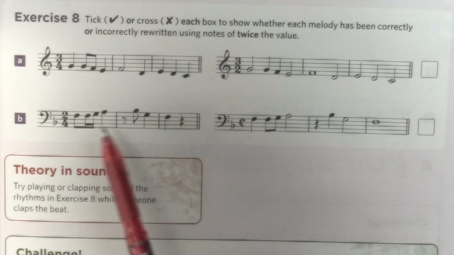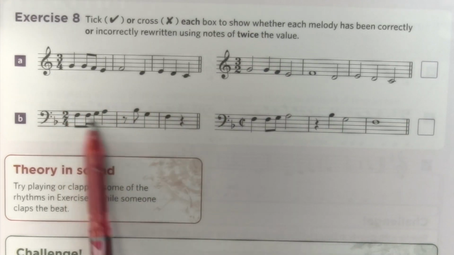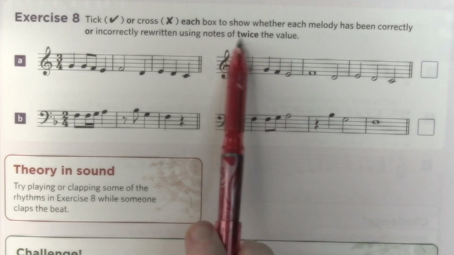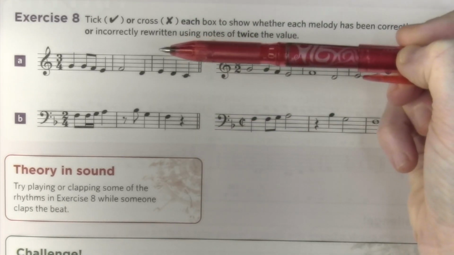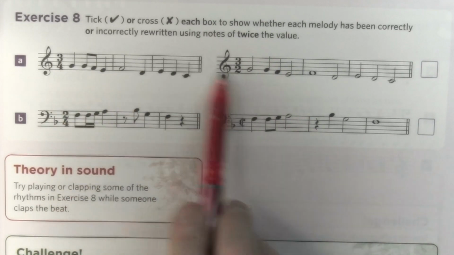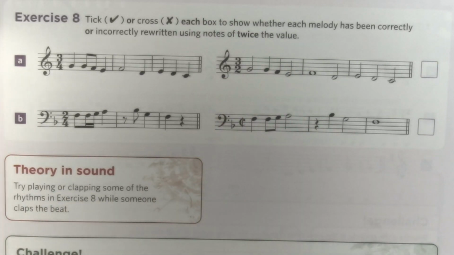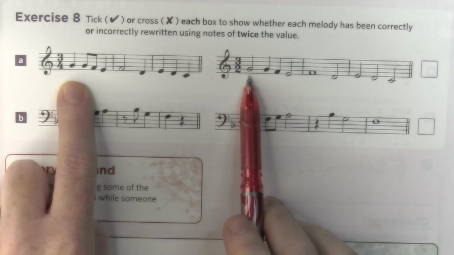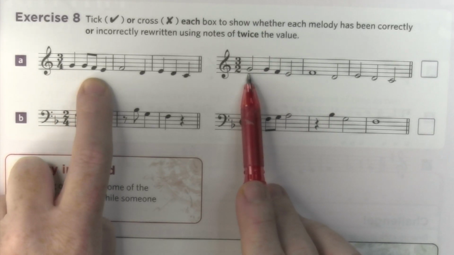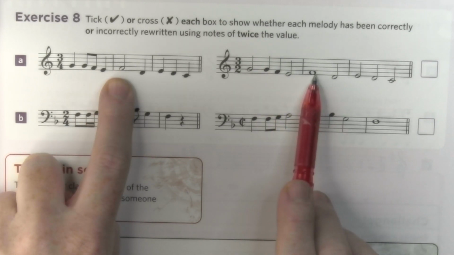Okay, exercise 8. In this exercise we need to tick or cross to show whether the given pieces have been correctly or incorrectly rewritten twice the value. So it means that we go up in the scale. So 3/4 should become 3/2, and the time signature is correct. Now let's see if all the values are also changed into twice as much. The crotchet will become a minim, 2 quavers, 2 crotchets, 1 crotchet, 1 minim. Yes, the minim would become a semibreve.